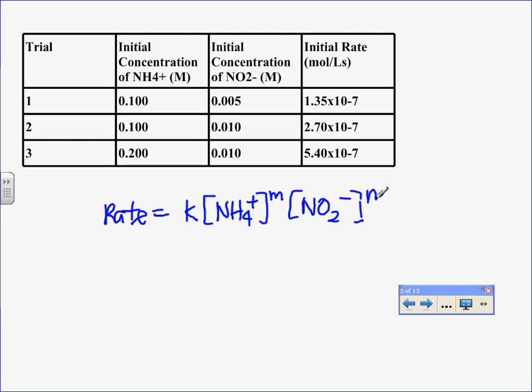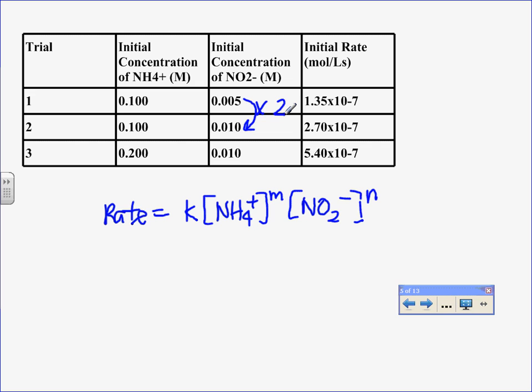So in order to set up an experiment, what we need to do is change the concentration of one reactant at a time and look at the impact on the rate of the reaction. So let's look at comparing trial 1 to trial 2. The concentration of the NH4 plus has been maintained. But during that time, what has happened is the concentration of the NO2 minus has been doubled.